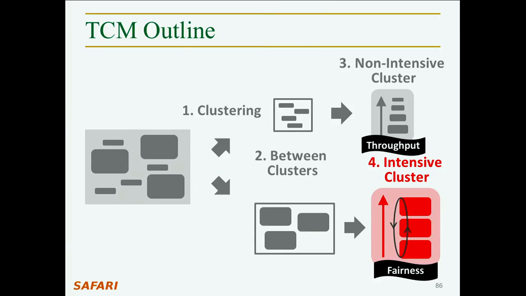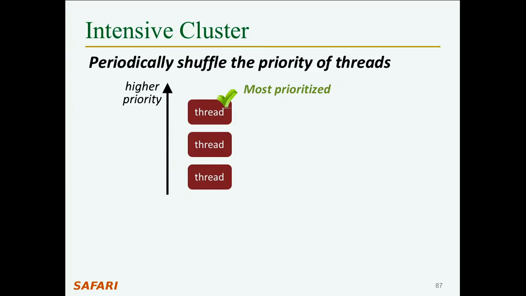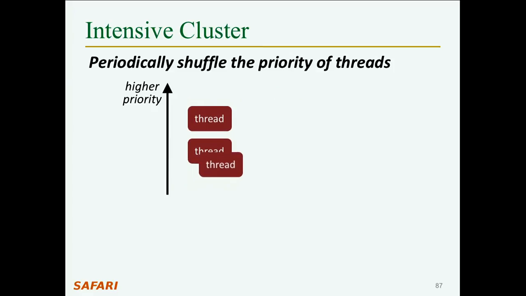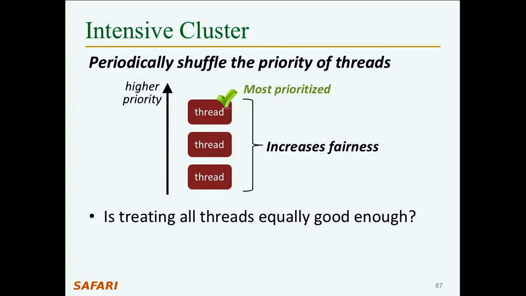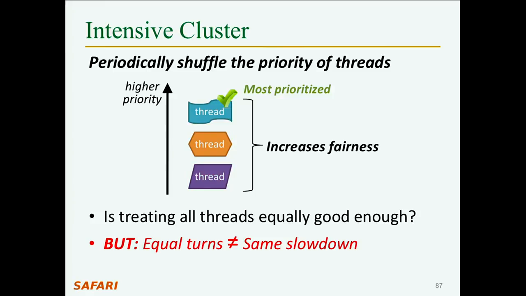Now, the difficult part is really how do you handle the intensive threads, the elephants and humans, basically, not the mice. The idea is to periodically shuffle the priority or ranking of the threads. And this is good if all threads have the same behavior, right? But if threads are different from each other, then equal turns don't actually lead to the same slowdown. So you need to be careful.